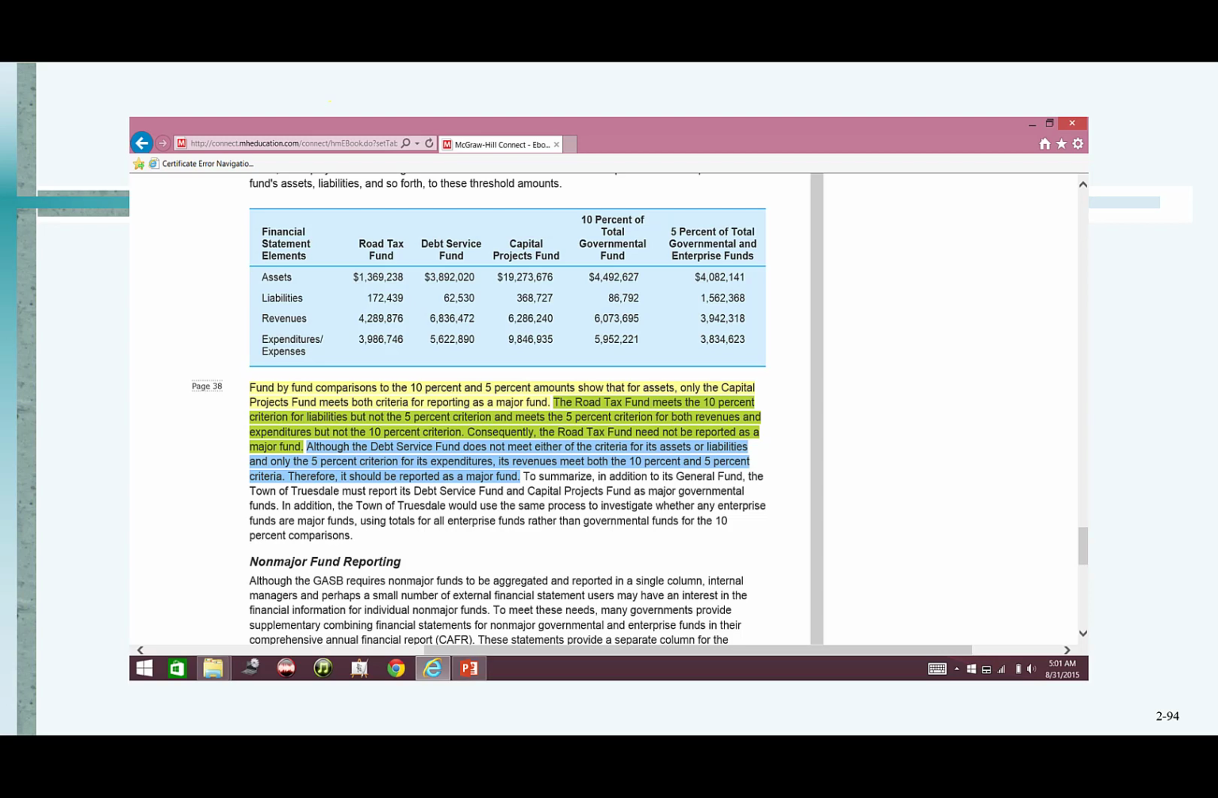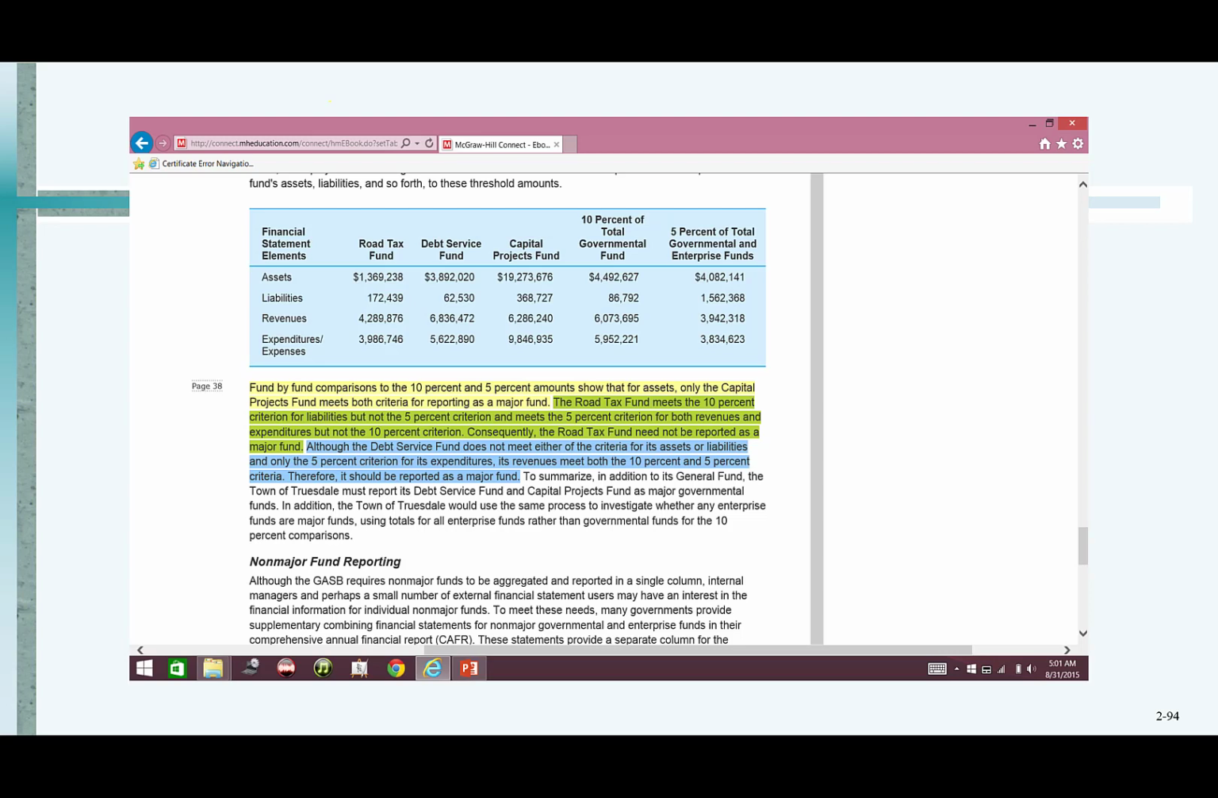Therefore, the road fund is not a major fund. Because it didn't pass what? The 10%, 5% test for any one of the financial statement line items. Notice fund balance is not included in here, right? Okay. All right, let's try the debt service fund.